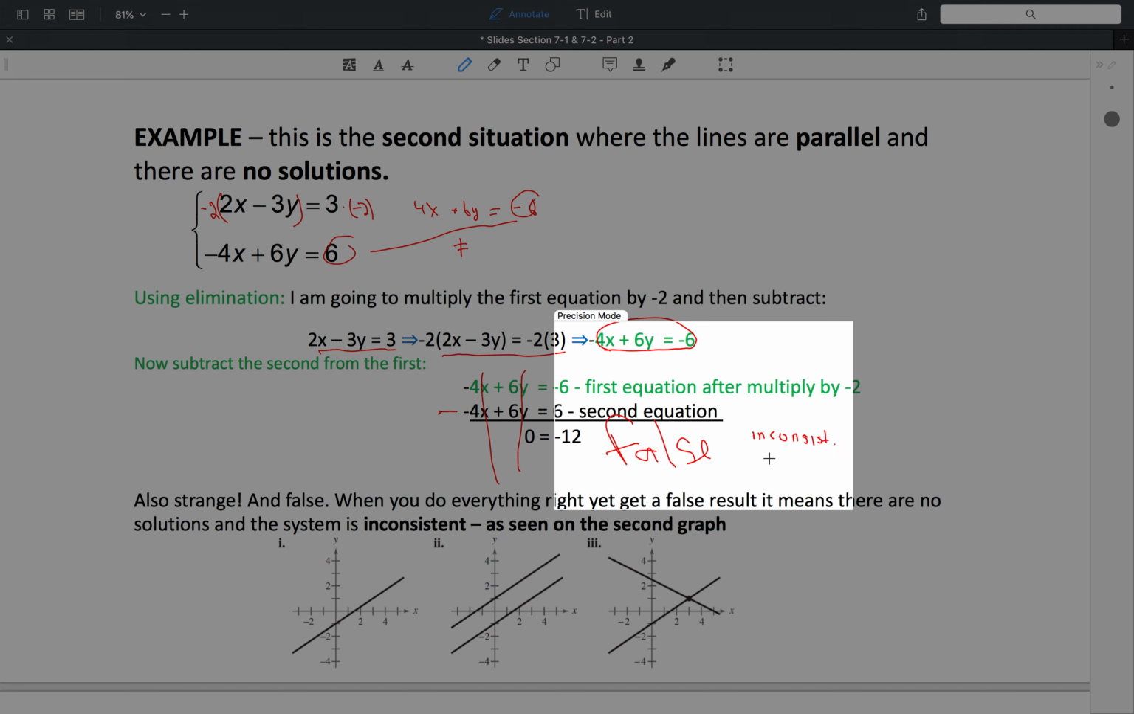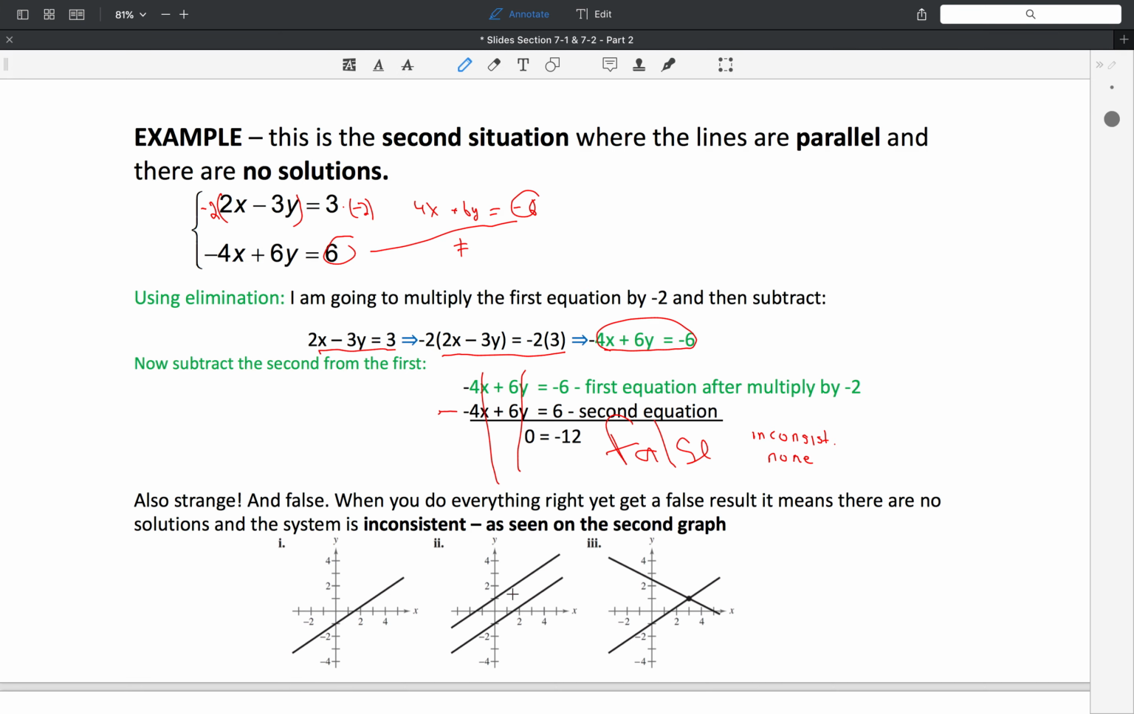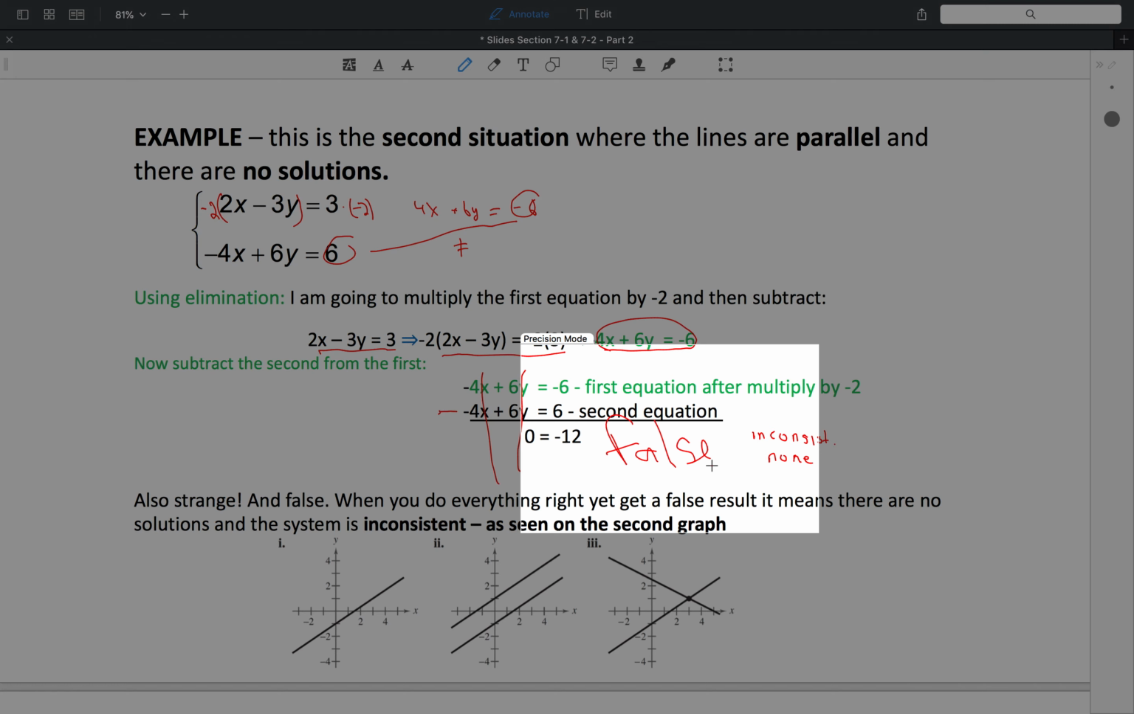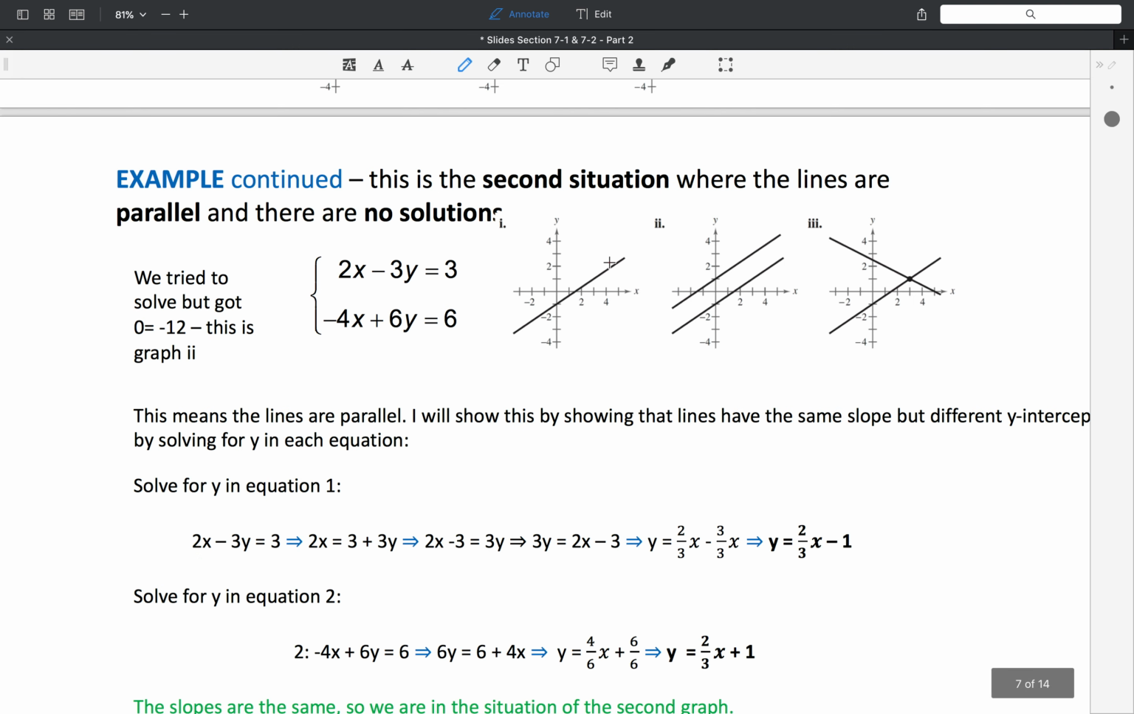Okay. And then here there's no solutions. There's none. Okay. Now why is that? Well, we're going to see on the next slide, the situation looks like this. But the bottom line is, anytime you get a false statement, that's going to mean that it's inconsistent and no solutions. So keep that in mind. Okay, let's go to the next slide.